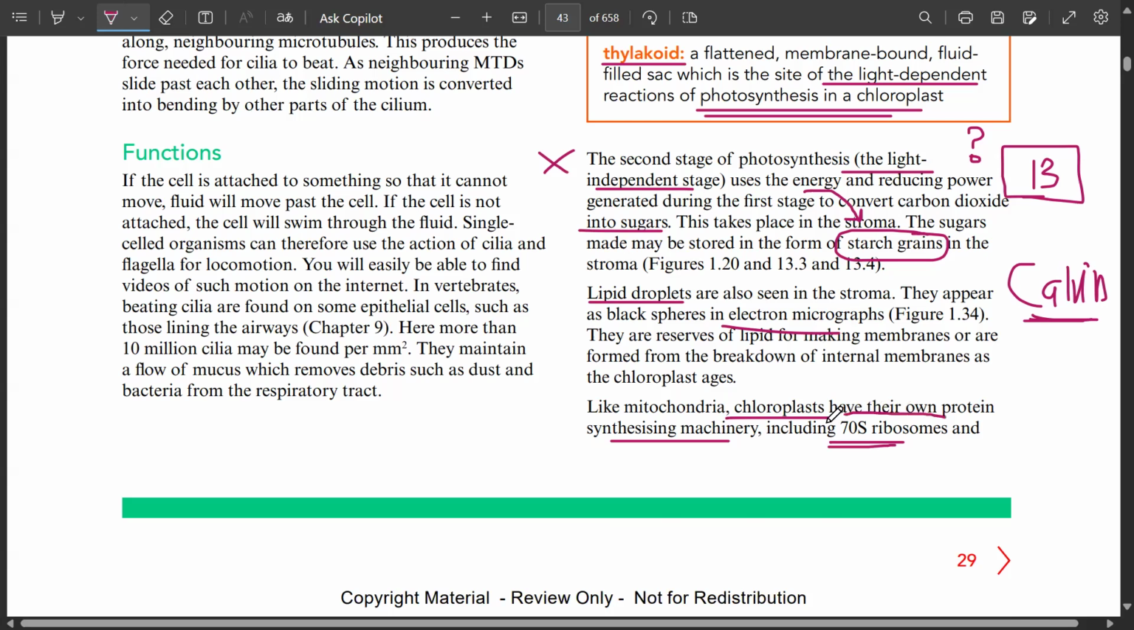So how do we know? What was the endosymbiont theory that we studied yesterday? That mitochondria and chloroplast evolved from prokaryotes. And what was the proof for that? That's what I'm asking. Because they have 70S ribosomes. And prokaryotes also have 70S ribosomes to date, all bacteria. So this means that chloroplast and mitochondria evolved from bacteria.